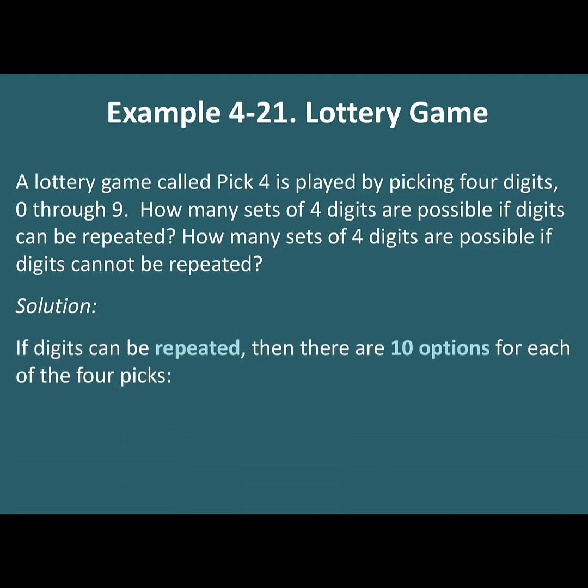First, let's begin if digits can be repeated. If digits can be repeated, then there are 10 options for each of the 4 picks. Remember, we're talking about the digits from 0 to 9. There are 10 options there. Therefore, the number of total picks would be 10 times 10 times 10 times 10, equaling 10,000 different types of picks.